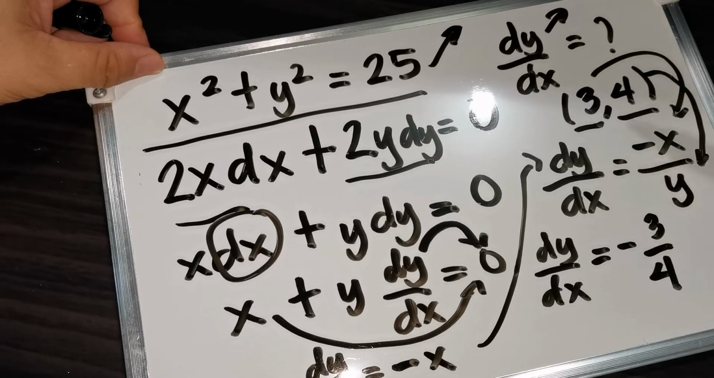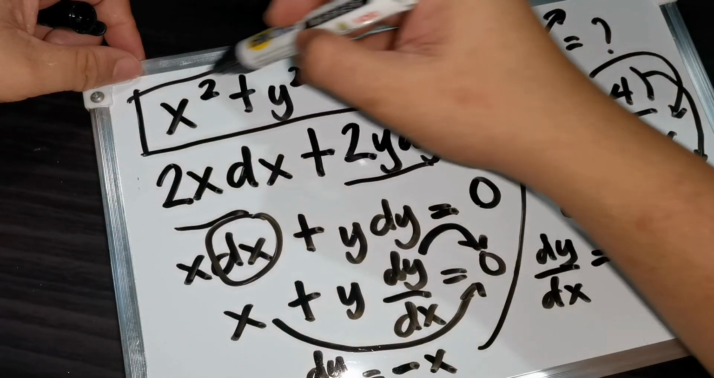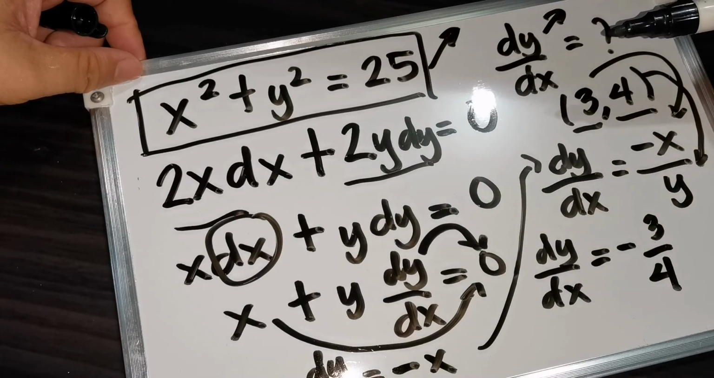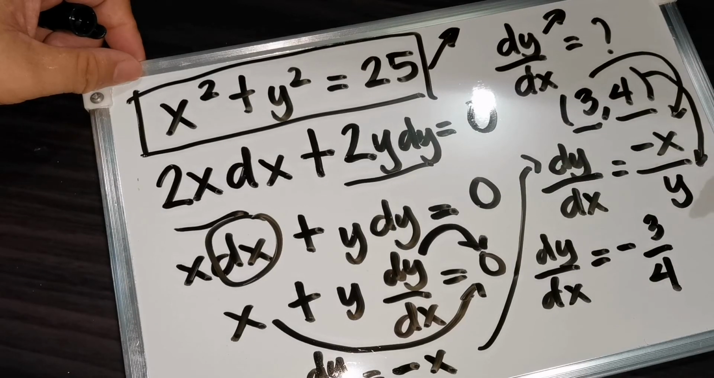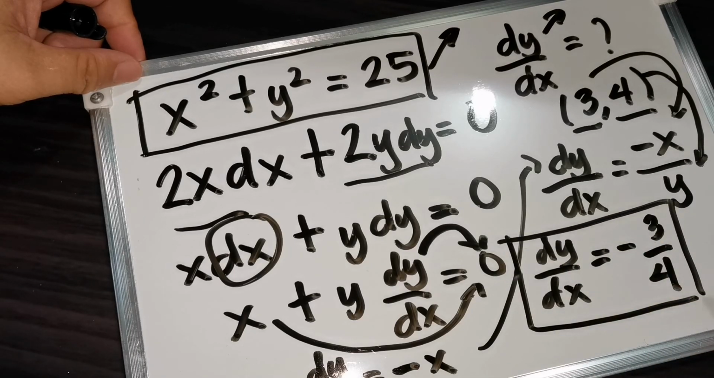So the first thing to do again is to get the derivatives of this equation, then simplify and look for the value of dy over dx in terms of x and y. Then for your final answer, we just substitute the given values of the x and y coordinates of a given point. So our final answer now is equal to negative 3 over 4.